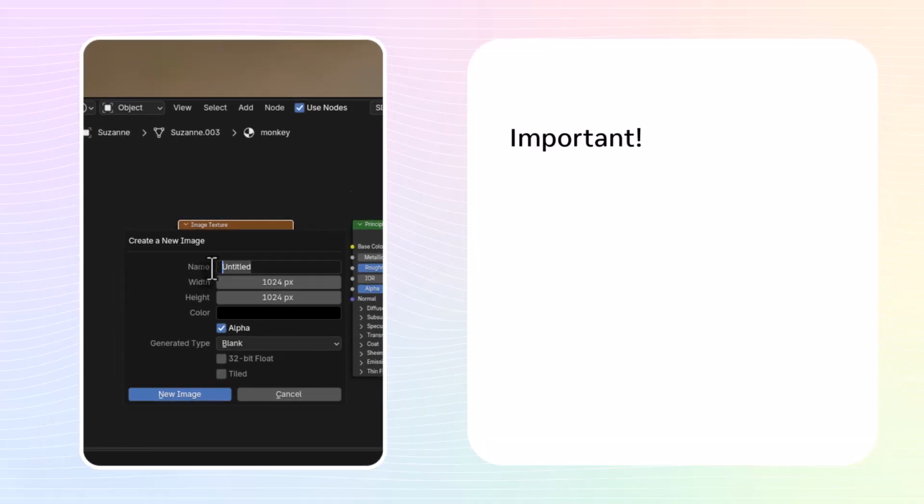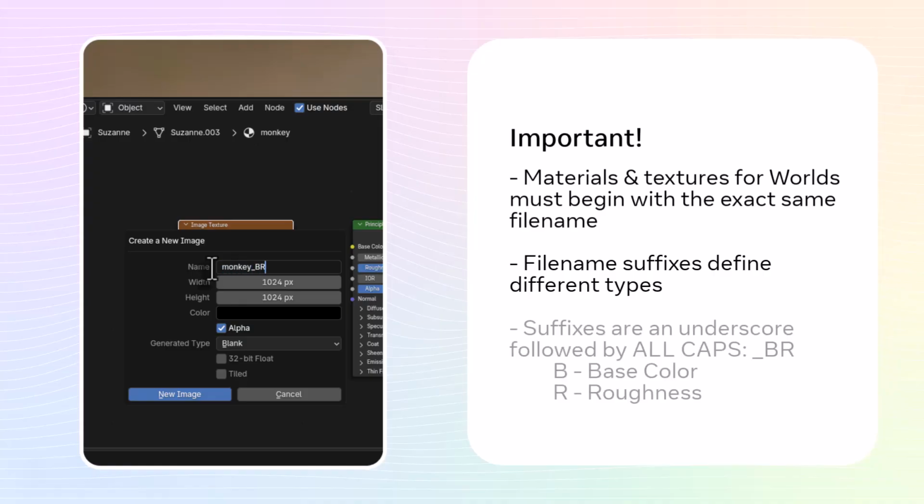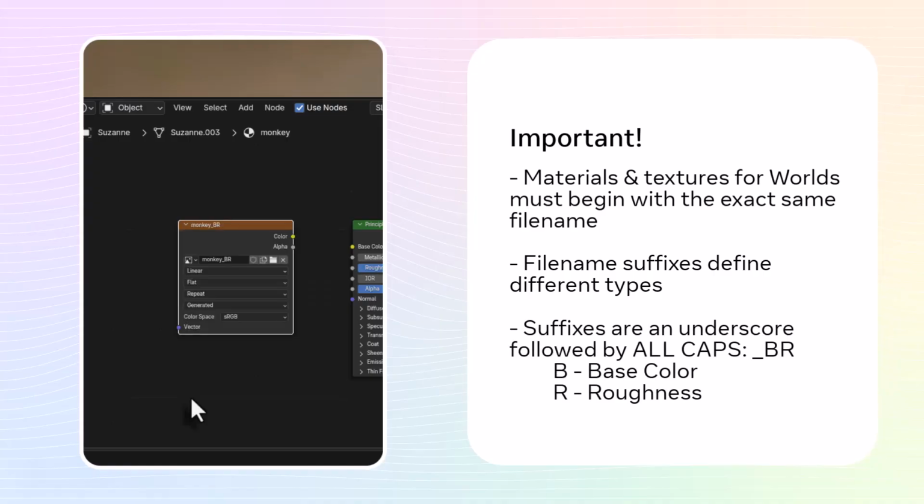We need to make sure the texture and material names match exactly, but the texture will have an ending suffix that tells worlds how to render it. Let's name it monkey_br, and then press New Image. The B stands for base color, and the R stands for roughness.